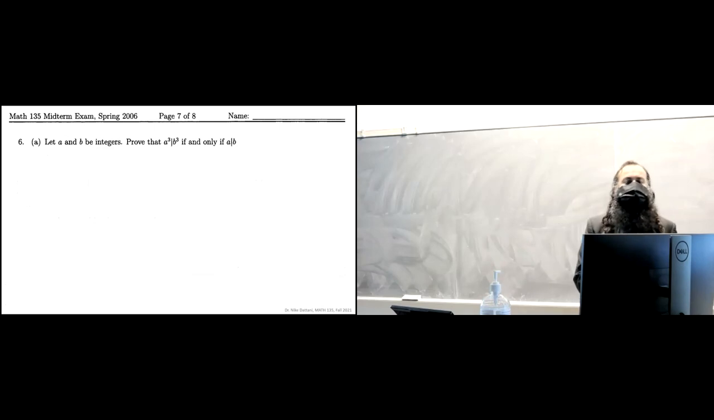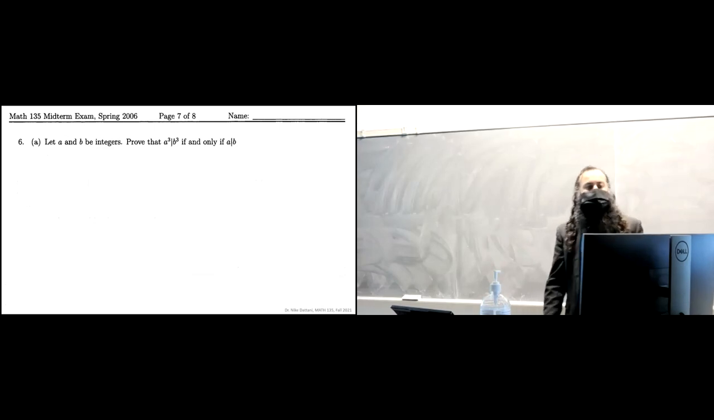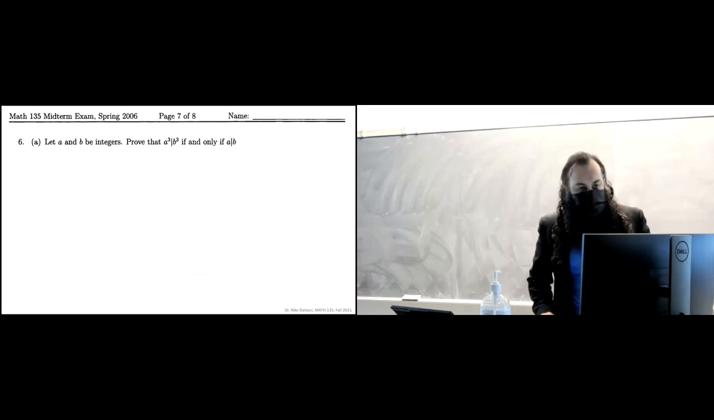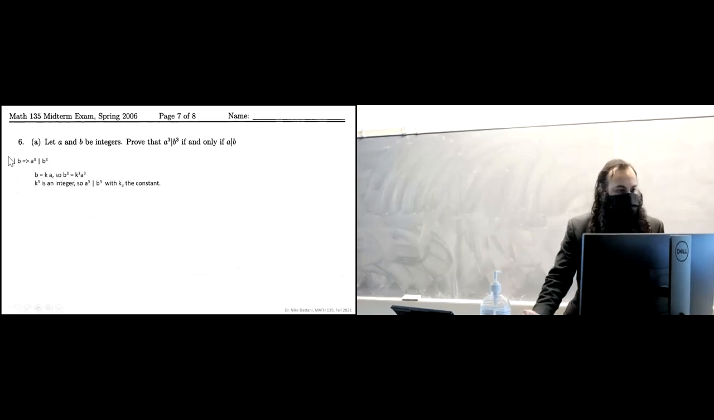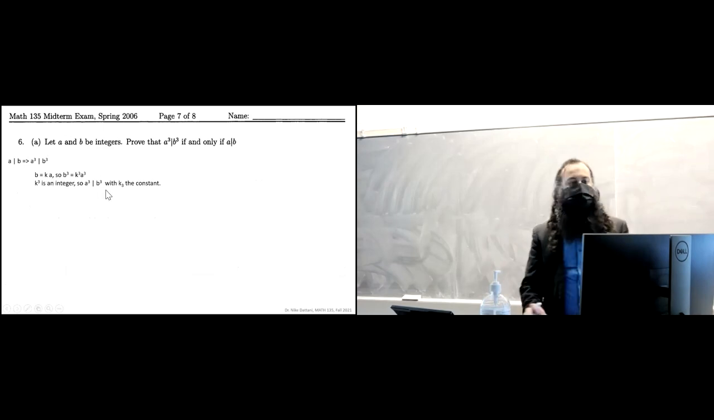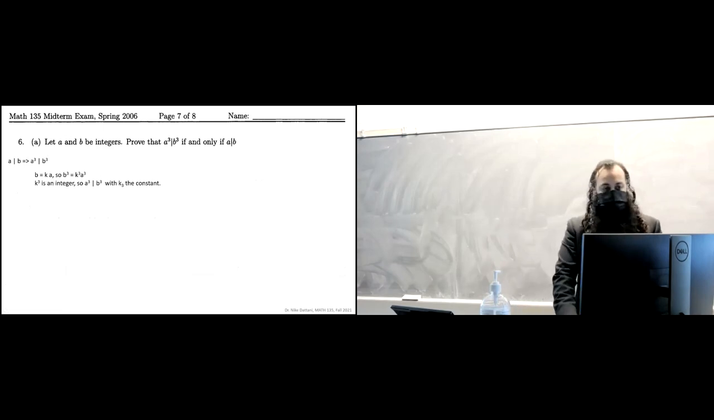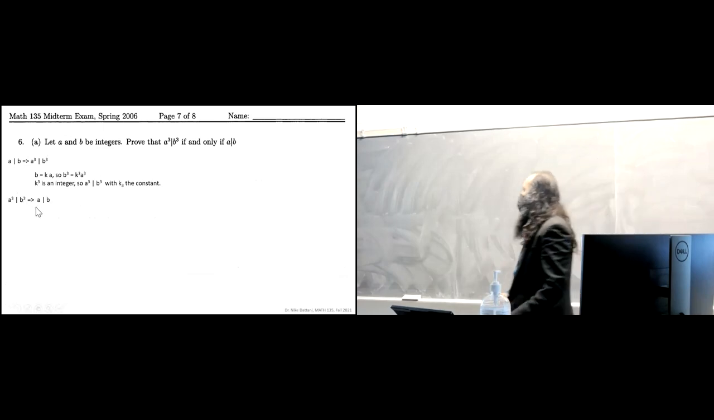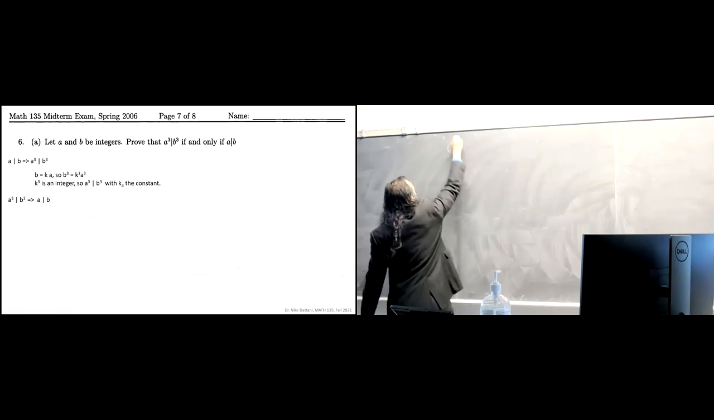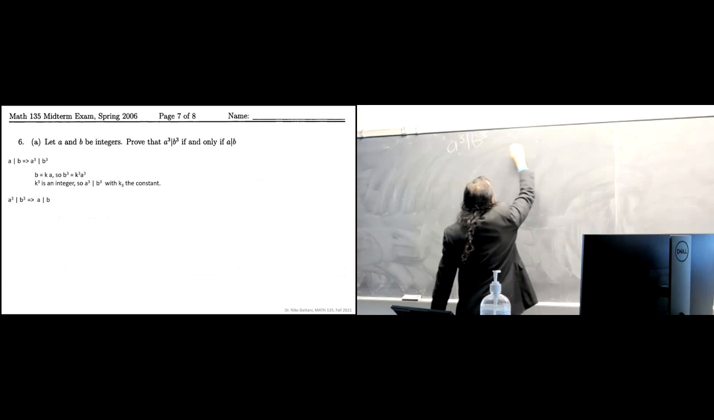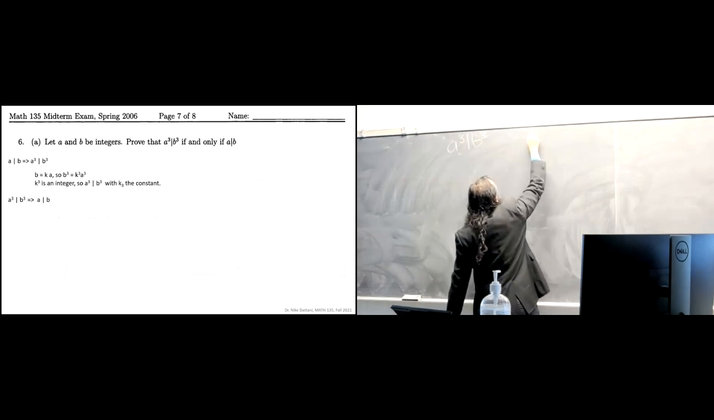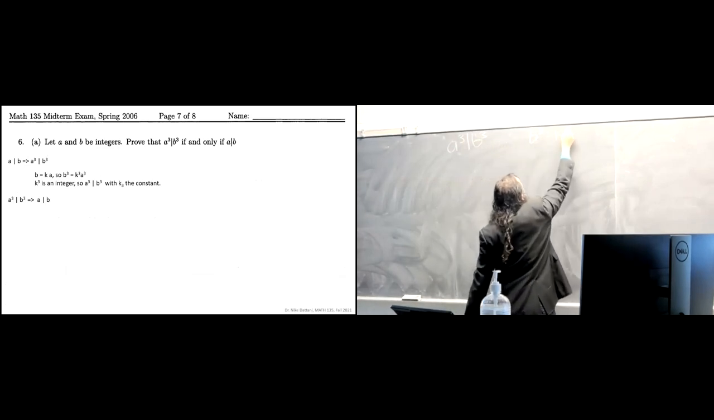This was the other question from that same midterm. Let a and b be integers, prove that a cubed divides b cubed if and only if a divides b. First direction is so easy, right? a divides b, that means b equals ka. You can look at this at home on the GitHub page if you want. The other direction is harder. a cubed divides b cubed implies a divides b. Now, a cubed divides b cubed. Why is it that I can't just say b cubed equals k cubed times a cubed?